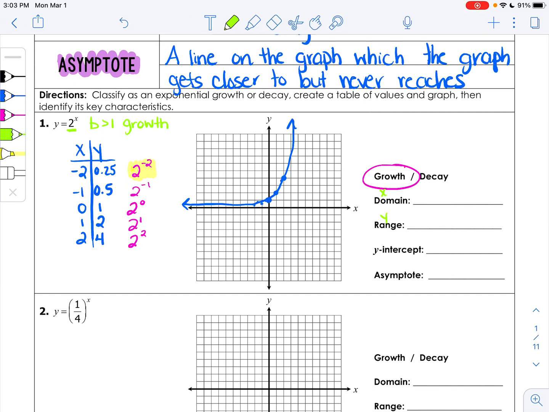Now remember, domain talks about our x values and range talks about our y values. So if we take a look on our x-axis and where we have a graph, everywhere that I move up, my line hits the graph somewhere. So everywhere on my graph, I have an x value. So we can say that my domain is all real numbers.